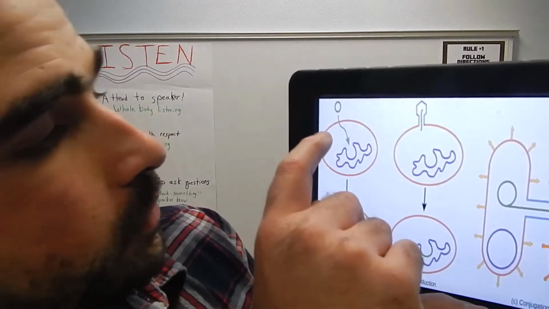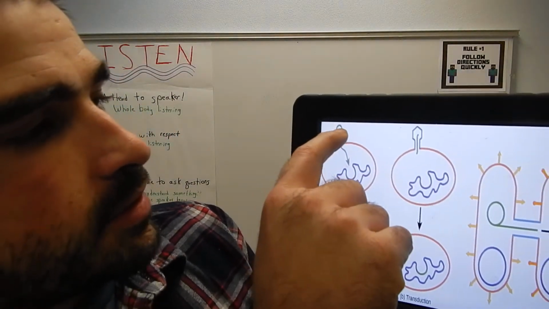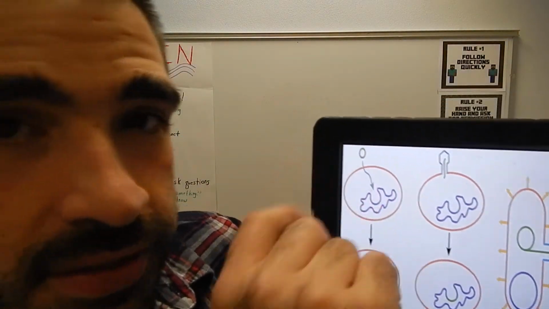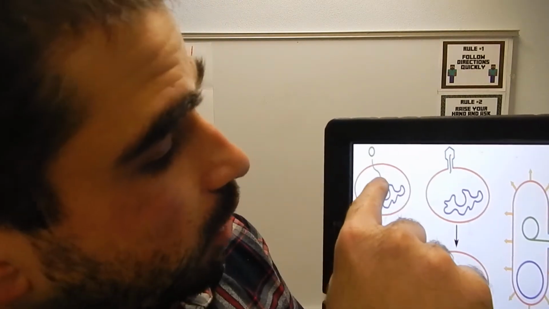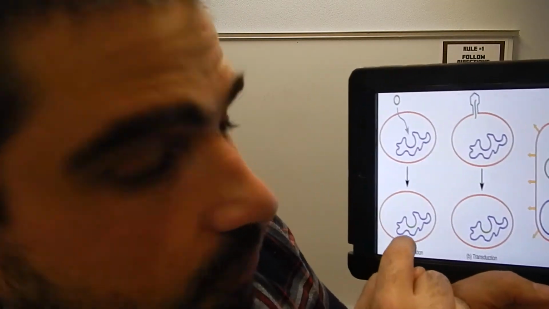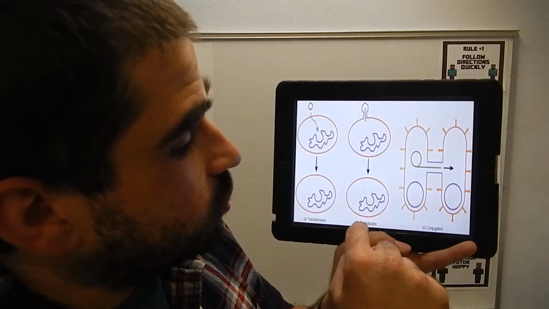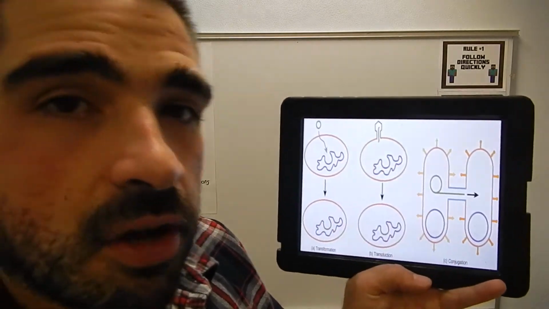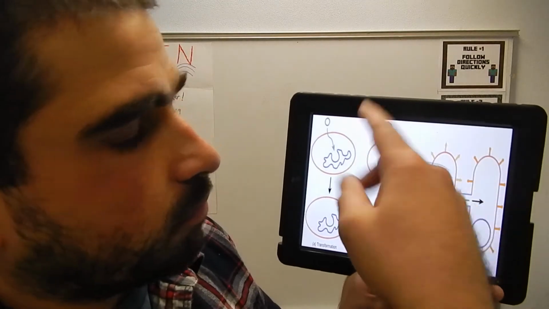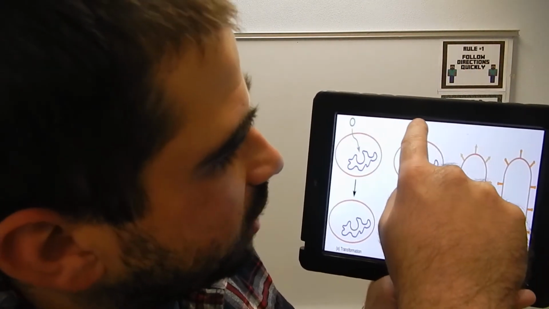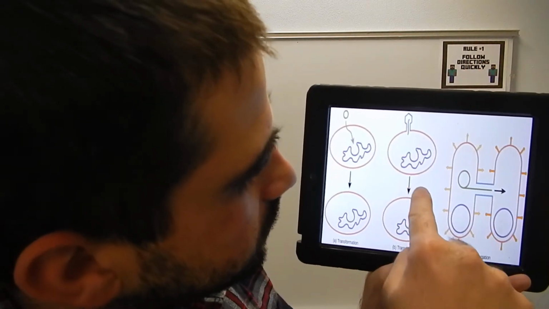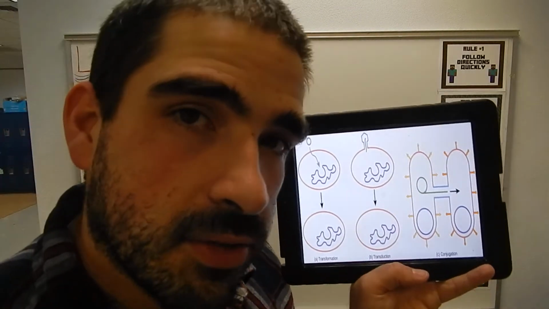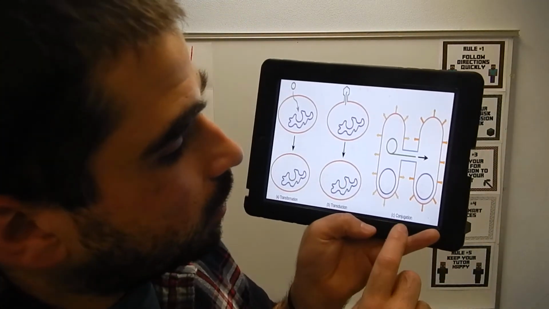So for transformation, all it is the bacteria cell releases its DNA and it goes into a host cell and simply transforms that DNA of that host cell into the bacteria cell. Pretty cool. The next one is called transduction, where the bacteria or the virus attaches itself to the host cell, and it injects its DNA into the cell and then takes over the cell like that.